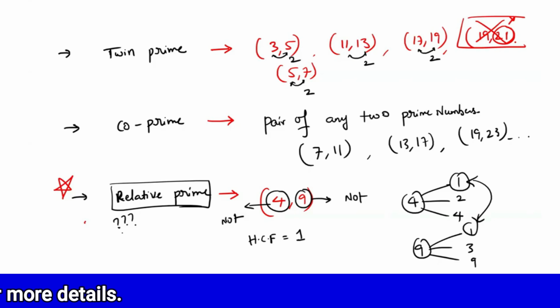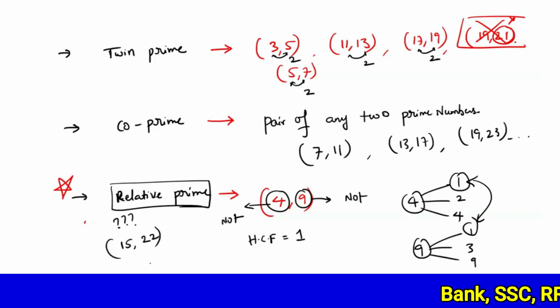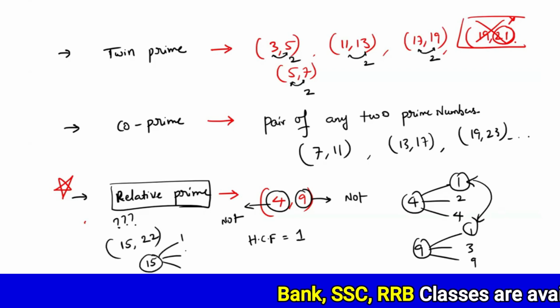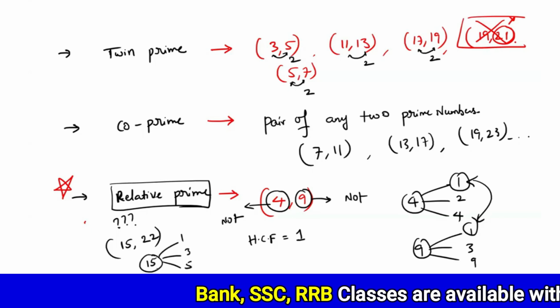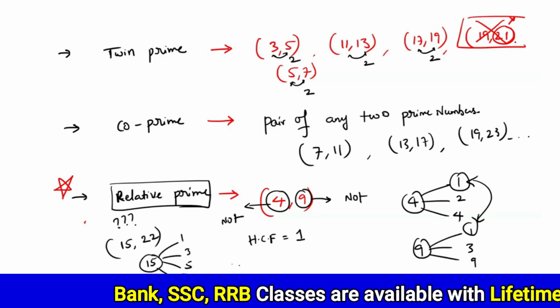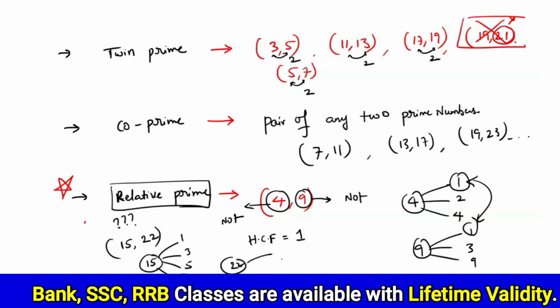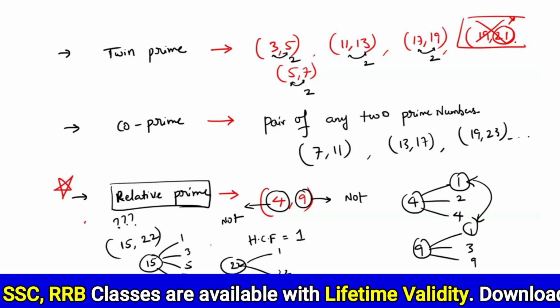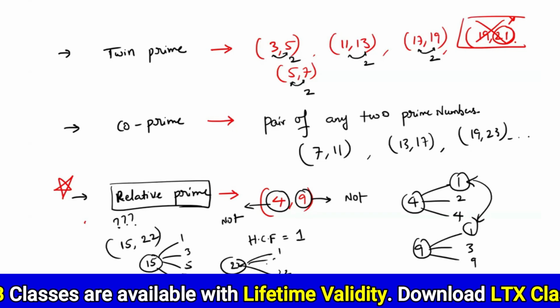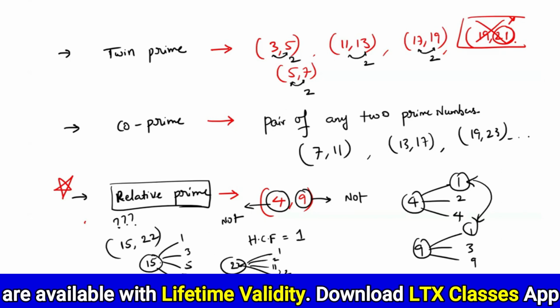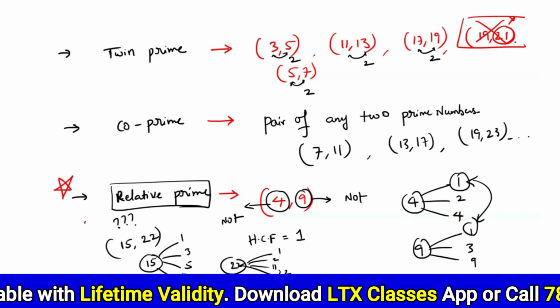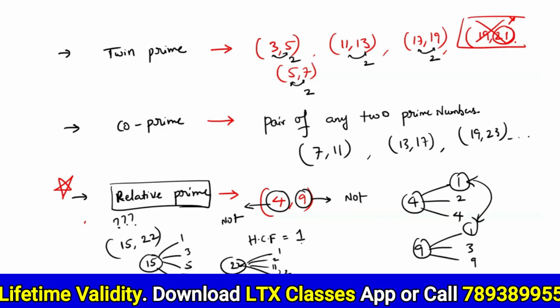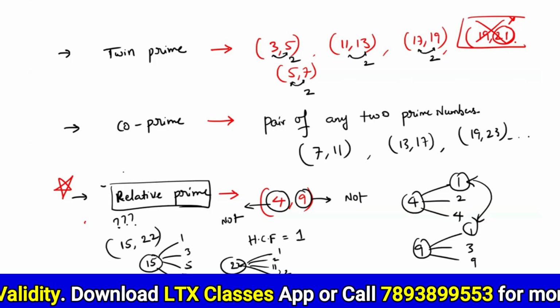Or else you can take this example also. Let's take another example: 15 and 22. What are the factors of 15? 1, 3, 5, 15. The factors of 22 are 1, 22, and also 2 and 11. What is the highest common factor of these two numbers? It is 1, so 1 is the highest common factor, so they are considered as relative prime.